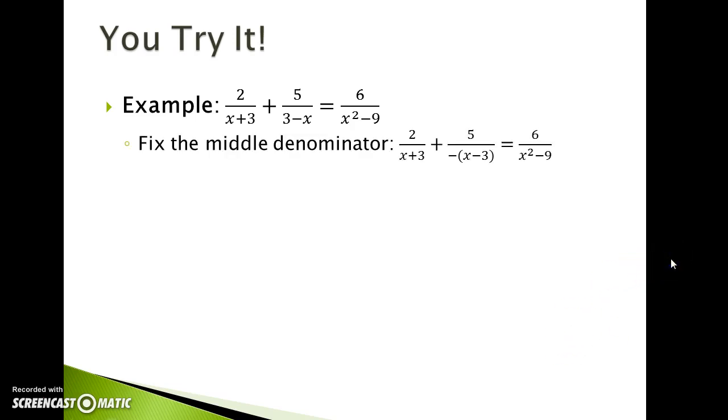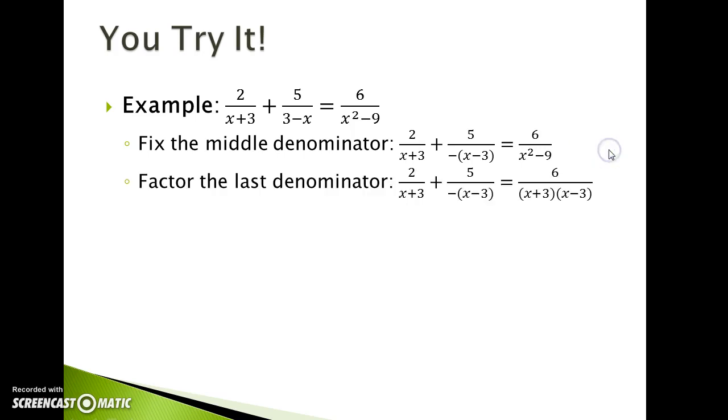Welcome back. Hopefully you got this same answer. It's going to take a little while to explain it. So first thing we want to do is fix the middle denominator. This is out of order and it looks kind of crazy. We want to get it looking like this, and we practiced this back in 9.4. Once we do that, we can more easily see what's going on. Next step is to factor the last denominator.